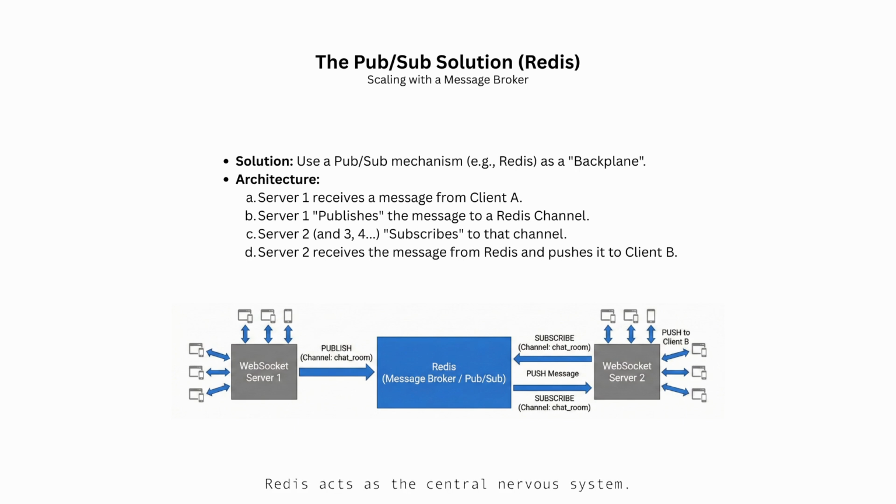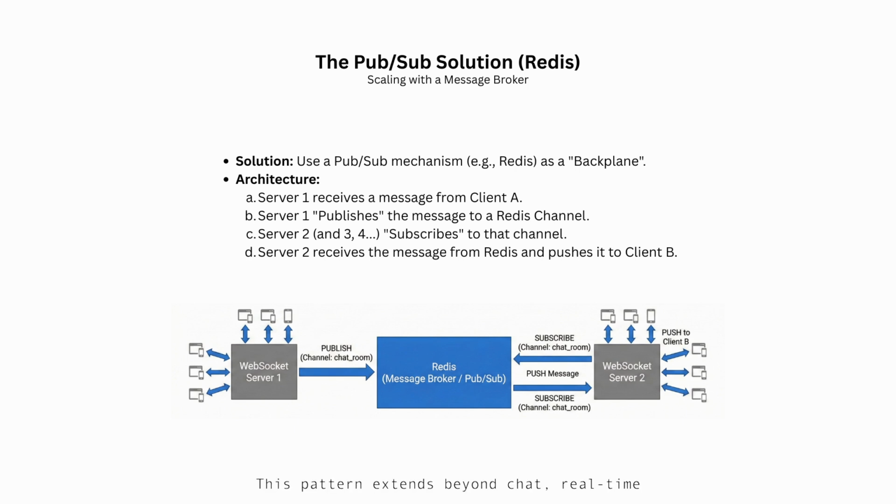Redis acts as the central nervous system. No server needs to know about clients or other servers. They just need to listen to Redis. Redis is perfect for this because it is in memory, so it is incredibly fast. PubSub is its first-class feature, and it is proven at massive scale.